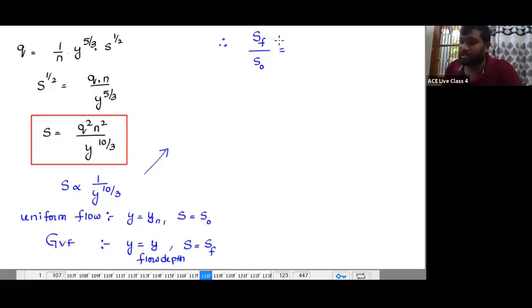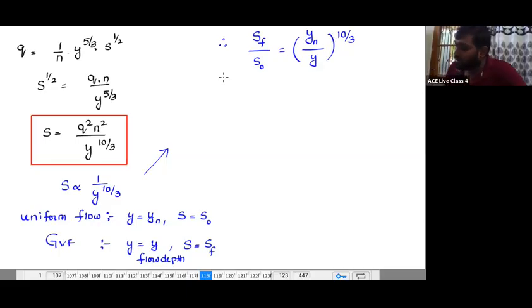So Sf by S naught inversely proportional to Yn means S naught, whenever I write S naught, y becomes Yn by y whole to the power of 10 by 3. Can I write like this? So Sf by S naught is equal to Yn by y whole to the power of 10 by 3, because S is inversely proportional to y, right? So I have written this form.